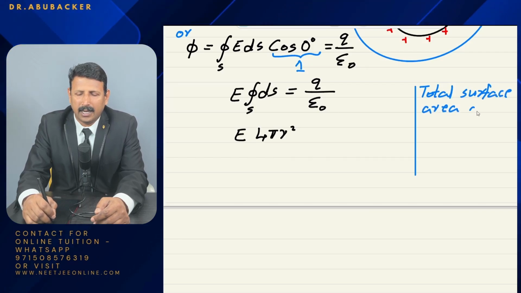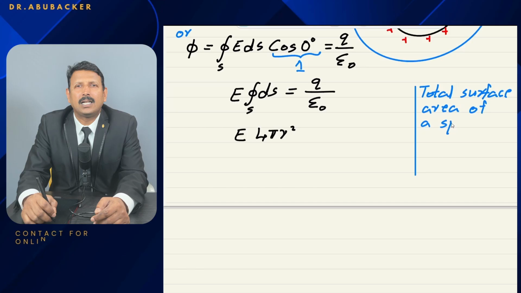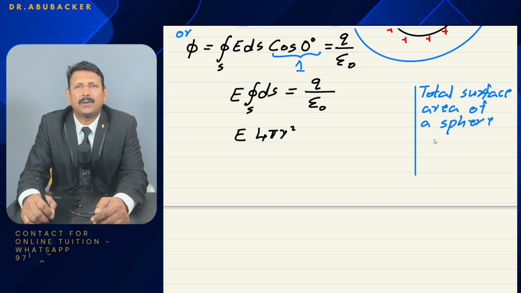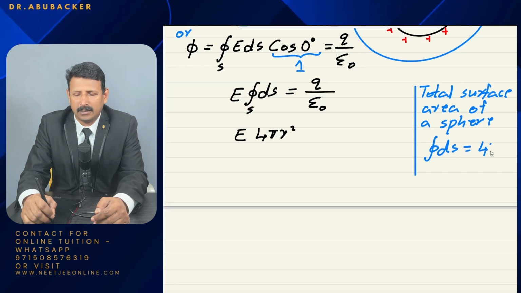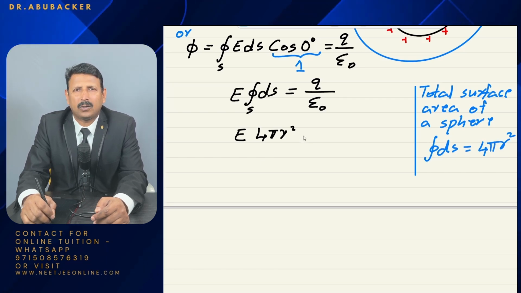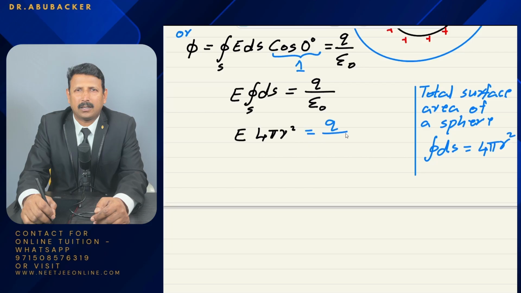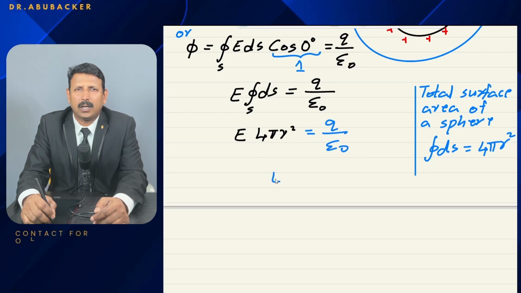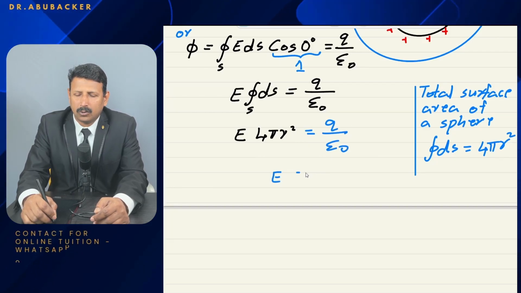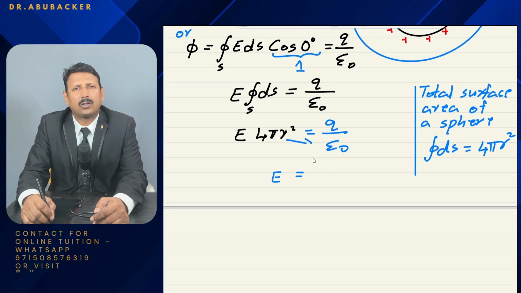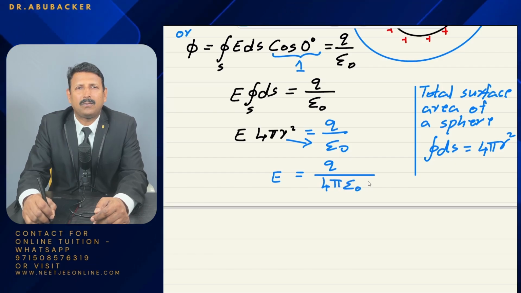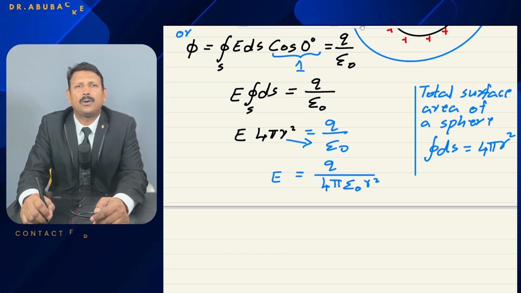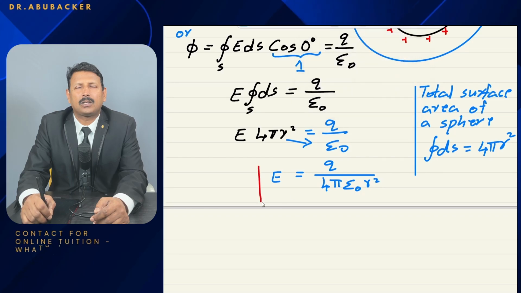On the right side I am giving the reference: what is the total surface area of a sphere? Integral ds is equal to 4 pi r square. The radius is small letter r, so that is maintained correctly. So E 4 pi r square is equal to Q by epsilon 0. Since we are looking for E at point P, cross multiply: E is equal to Q divided by 4 pi epsilon 0 r square.